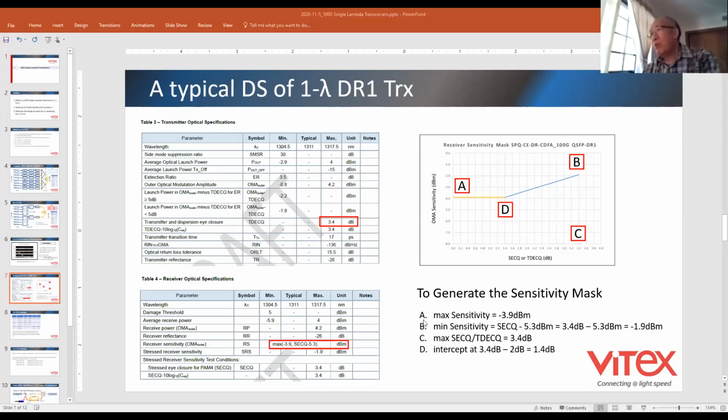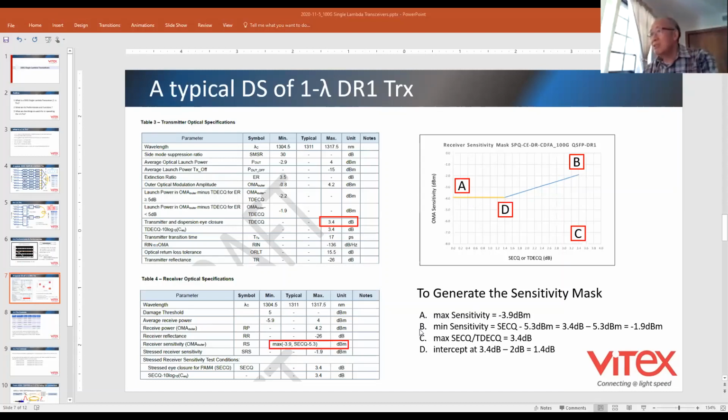Point A is the maximum sensitivity. Here is the sensitivity in OMA. So this is the maximum sensitivity, which means the lowest level of the optical input power. That's what we call maximum sensitivity. A here is simply from this equation. You can see it's minus 3.9, so this is your starting point.